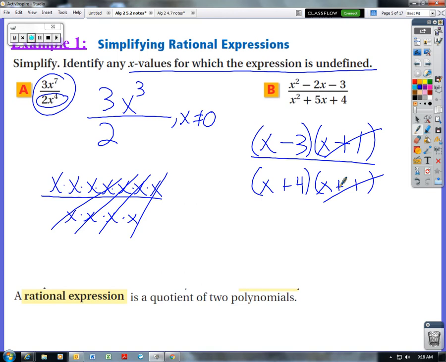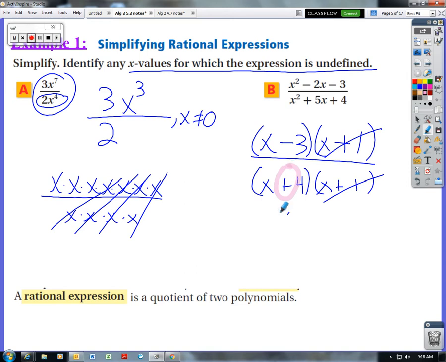And then we have to look to see where it's undefined, and you have to look in the original one. You don't want to look up here because it's hard to tell, but you want to look at this entire thing before we canceled, and look at the denominators. So in the denominator, what number in here would make this entire factor equal to 0? Because if this whole factor was 0, I'll make this a big fat 0. If that whole thing was 0, you can't divide by 0.